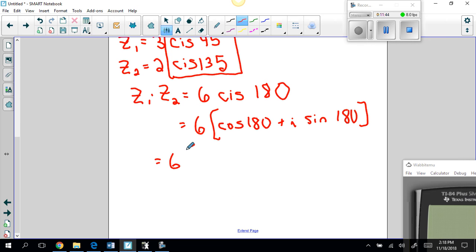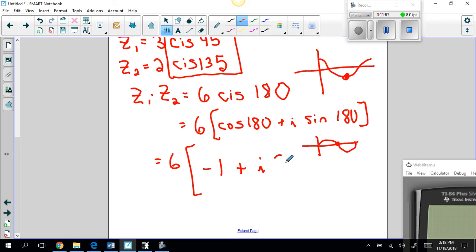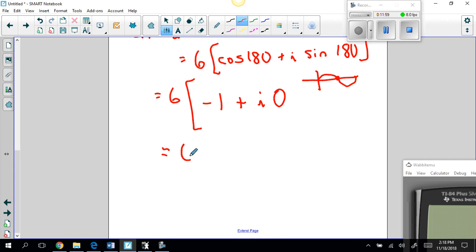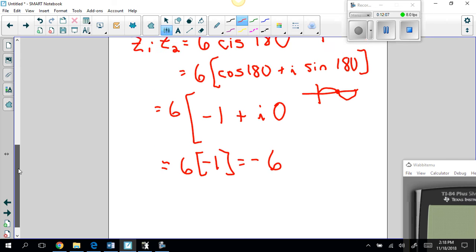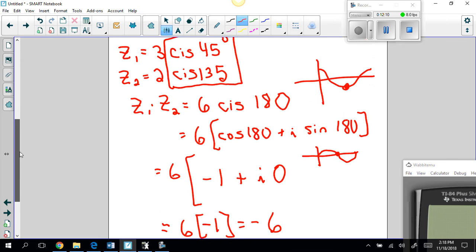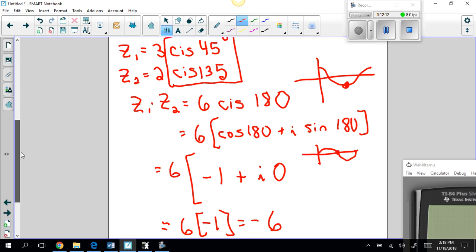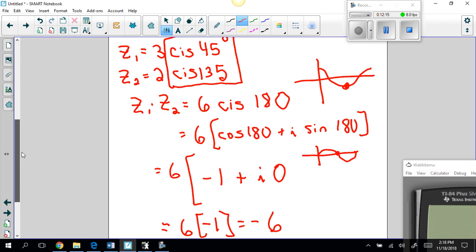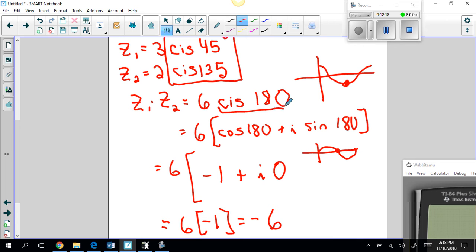This is 6 times cosine 180, which is negative 1, plus i sine 180, which is 0. This is 6 times negative 1, negative 6. You're like, well, I didn't learn anything, but I can do that. Easy enough. I just multiply the radiuses, add the angles, get here, do that. I can do that, but what did I actually do?